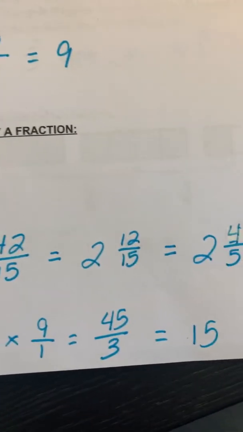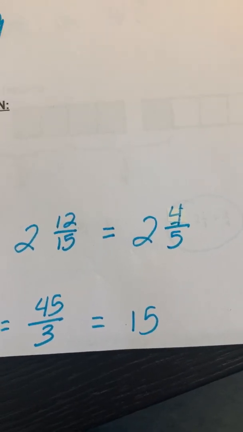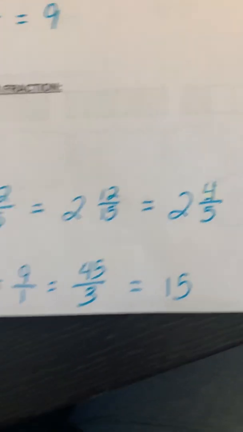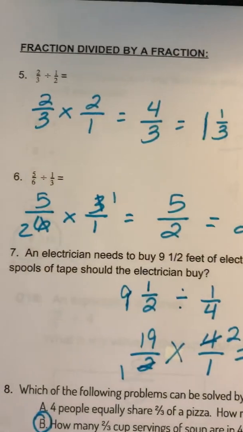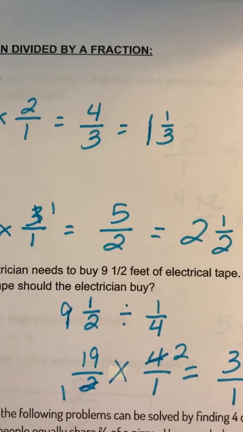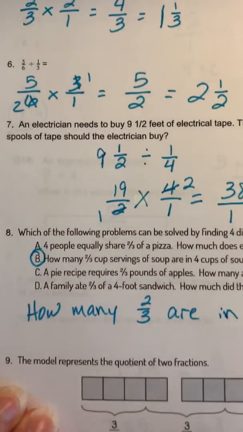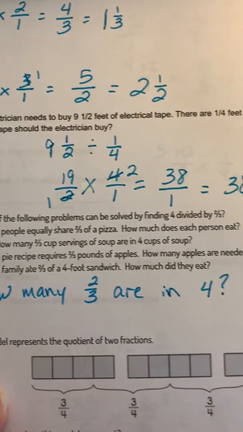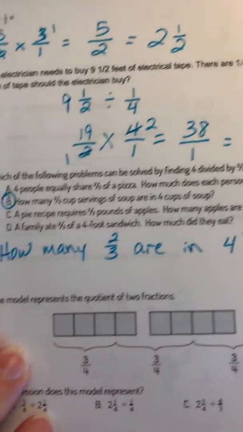Number 3, the answer all the way down to the simplest form is 2 4/5. Number 4, the answer is 15. Number 5, 1 1/3. Number 6, 2 1/2. Number 7 is 38 spools of tape.